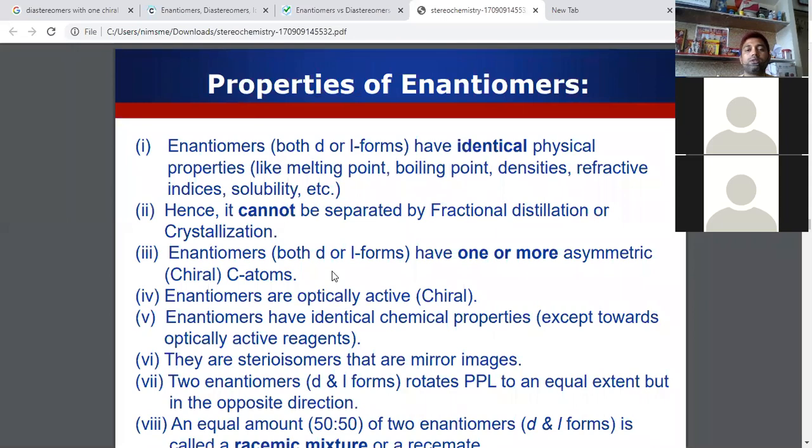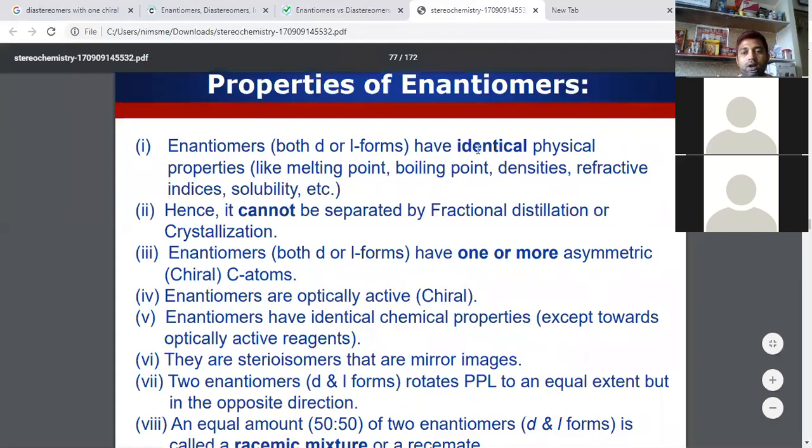Now the properties of enantiomers. Why are we discussing properties of enantiomers? Because in examination, you may be asked to differentiate between enantiomers and diastereomers. Remember, a 3 marks question may come. Differentiate between enantiomers and diastereomers. So what are the properties of enantiomers?